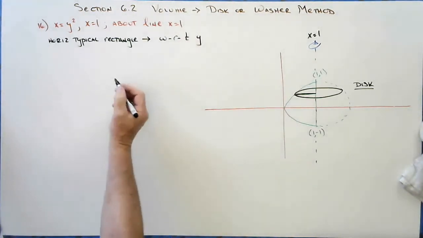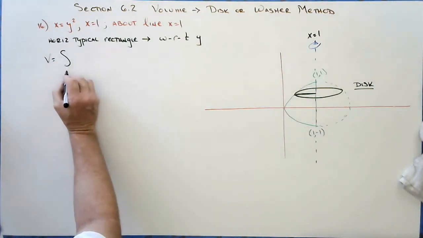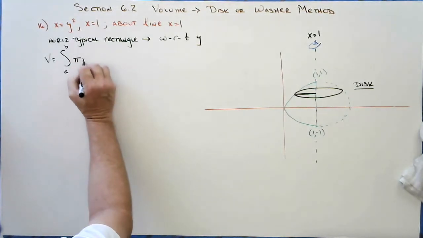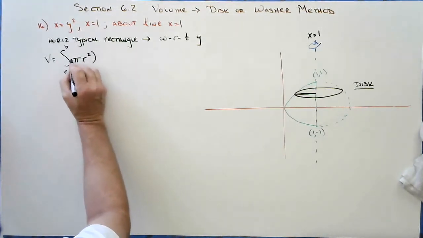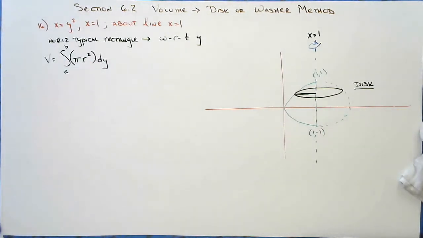Now we're using disks here. So the volume using disks is the integral from a to b of just pi r squared dy. We don't need to write r sub i or r sub o here because we don't have an outer or an inner radius. We just have a disk. It just has one radius. So that's our formula for the volume.